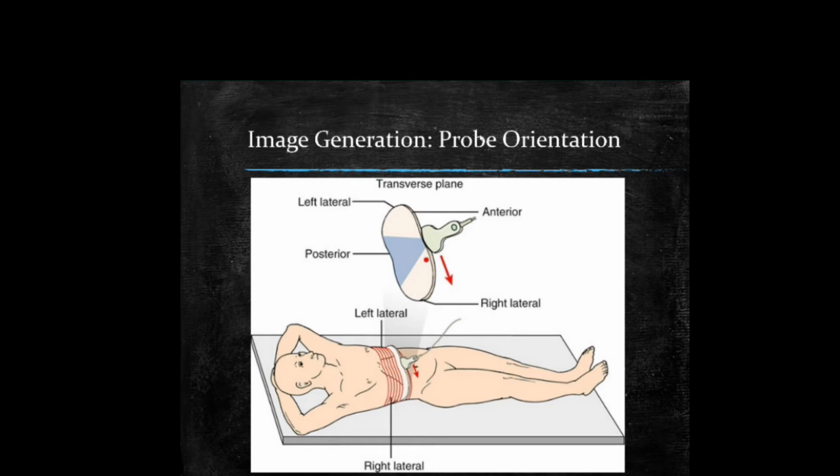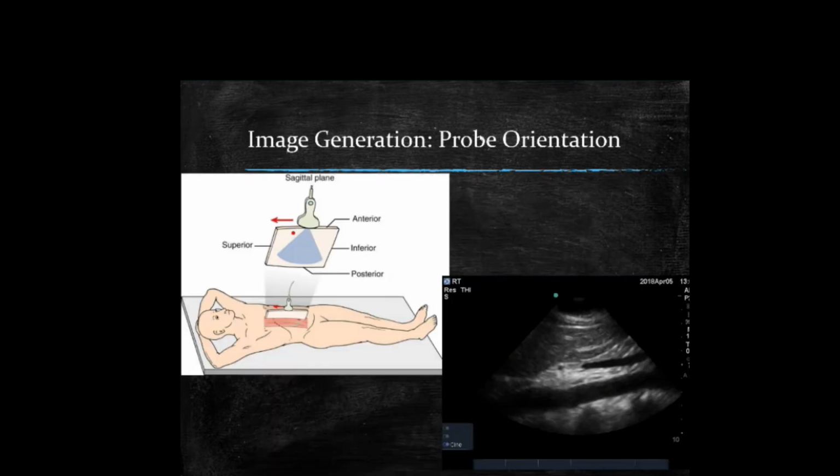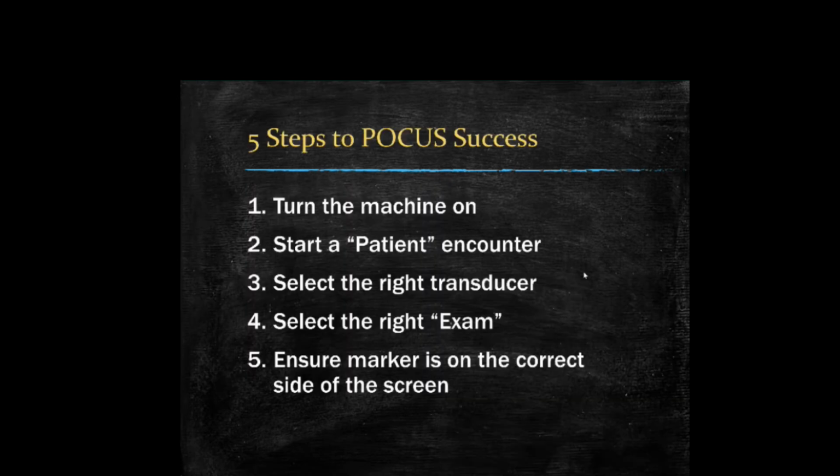And so we generally are going to either image with the transducer marker to the patient's right side or to the patient's head. And again, that transducer marker in abdominal imaging or any other imaging besides cardiac is going to be on the left side of the screen. If it's cardiac, it's going to be over here on the right side. And again, that's just by convention.